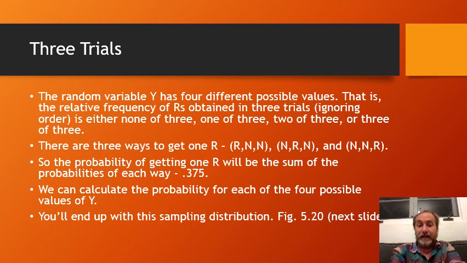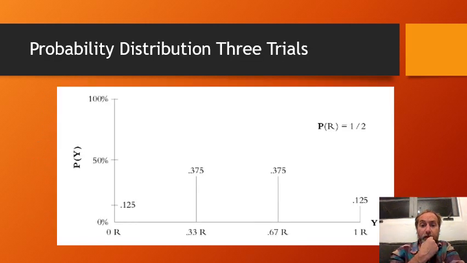Once again, you calculate the probabilities just as we did for 2 trials, for each of the 4 possible relative frequencies of R's, and you end up with a different sampling distribution here. In the center now, getting 1 R is a relative frequency of 0.33 Rs, 1/3 Rs. You get a 0.375 probability of getting that. That's the thing we just calculated.